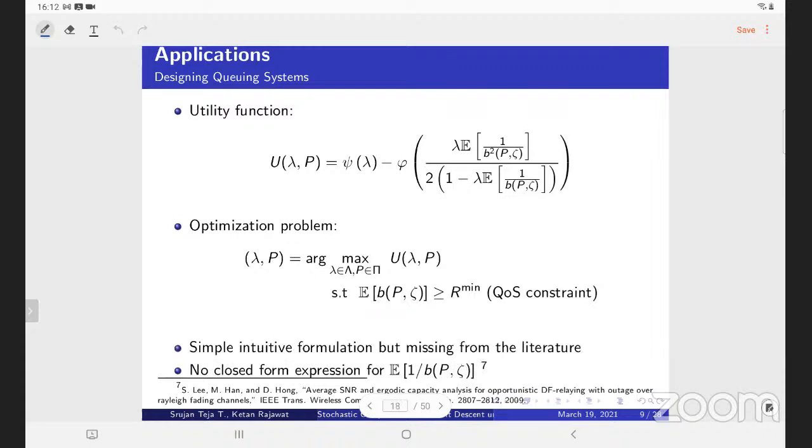But this intuitive formulation is missing in the literature, mainly because we cannot find closed form expressions for these values, even though we know the distribution of zeta. By the way, zeta is the channel between the transmitter and receiver. When the channel is Rayleigh faded, the zeta distribution is exponential. Even for an exponential distribution, we cannot find a closed form as a function of t. So the only way to solve this problem is by using this SCGD update step. It's a first order algorithm. So this is the first application.